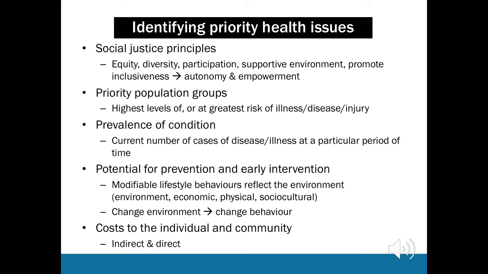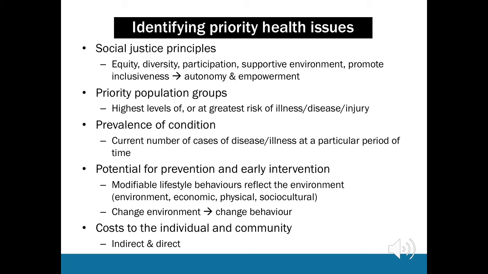So prevalence is just the number of all cases that are current. Then we've got its potential for prevention and early intervention. Now, a lot of the priority health issues in Australia are actually caused by modifiable lifestyle behaviours. So they're things that could be avoided.